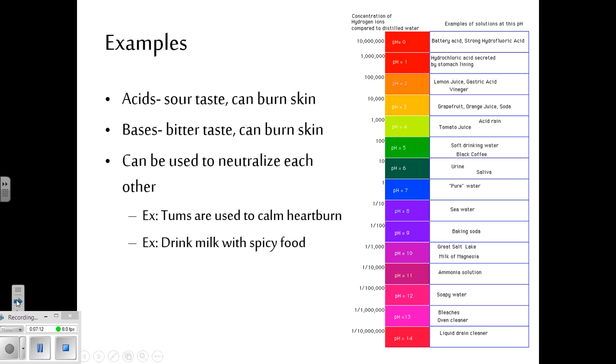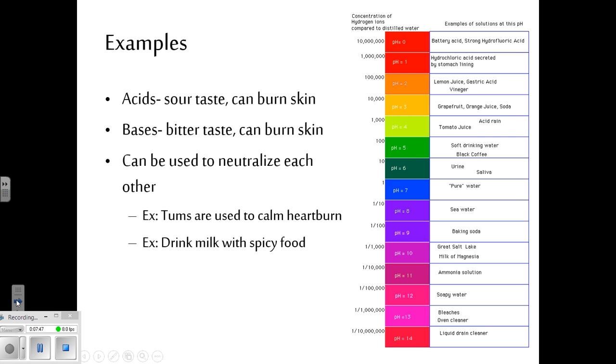So here you can see the pH scale. pH 7 is going to be pure water. As you go up the scale, that is stronger and stronger bases. And bases are going to neutralize acids. So let's say you're eating spicy food that's got vinegar in it and other acids in it. You're going to want to have something basic to balance it out. And so that's why we sometimes drink milk with our spicy foods because it neutralizes the acid.